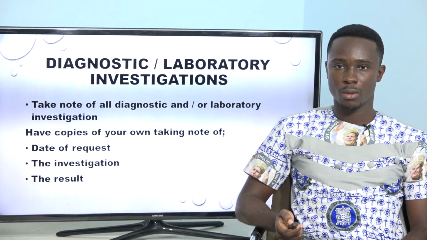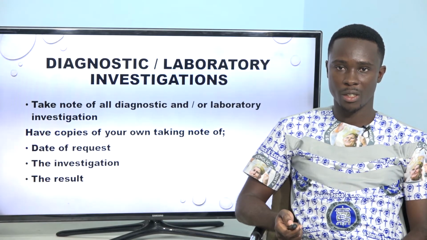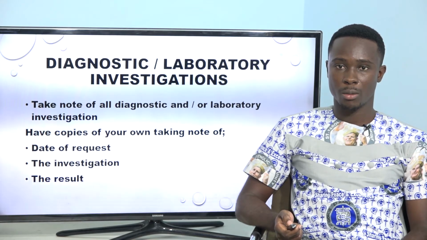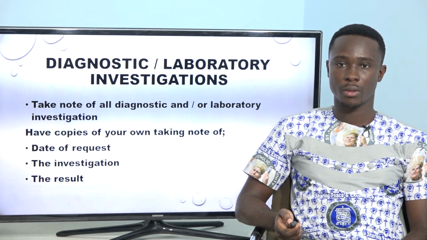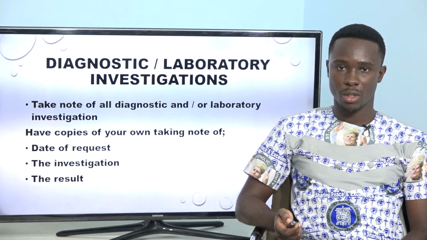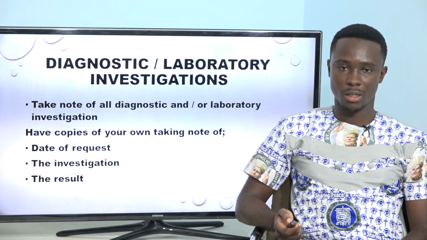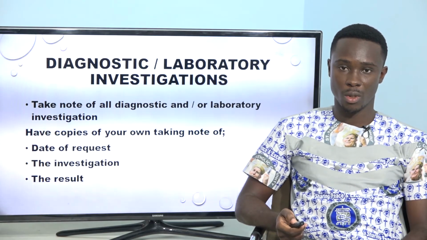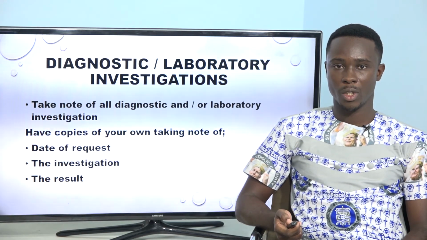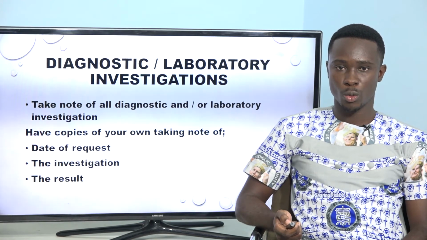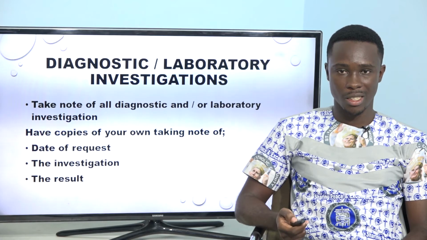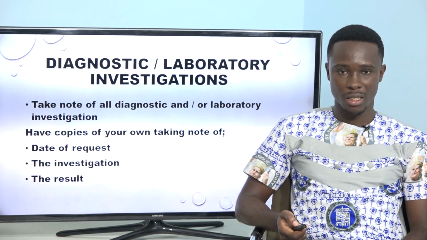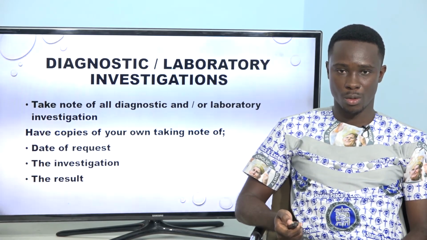So moving on to Module 2 or Chapter 2, we have diagnostic and/or laboratory investigations. With that, you have to take note of all the diagnostic and/or laboratory investigations that were carried out on patients. So I listed a few of them. Then you have to have copies of your own, taking note of the date of request, the date the investigation was requested, the investigation itself, and the results.